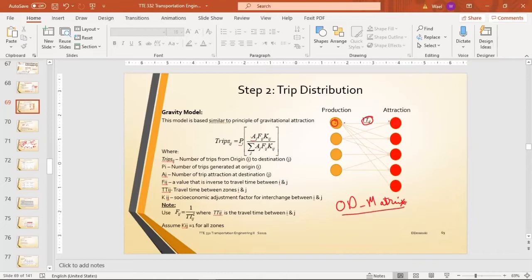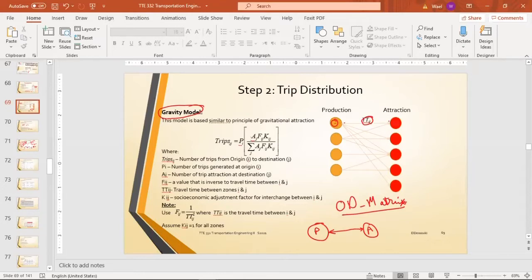Okay, so this is what we need to calculate. So what is the mathematical model governing this? Basically, we shall use the gravity model. What is the gravity model? The gravity model is based on masses. So if you have two masses of production and attraction, the closer the masses are to each other, and the larger the masses, the more attraction you have.